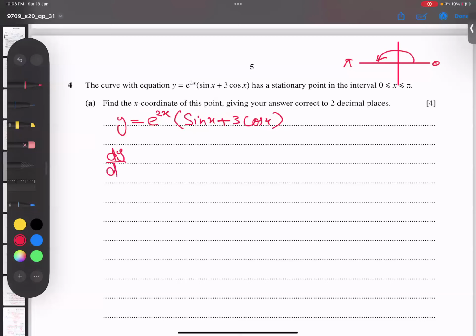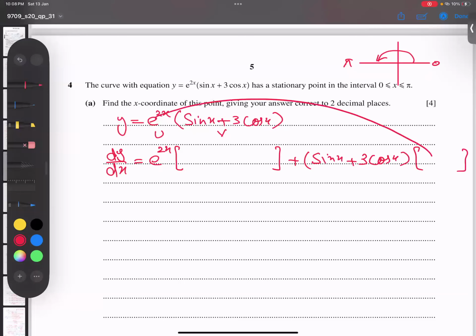So find the differentiation. I call this u and the whole other part v. So u copy, v derivative, plus opposite now: v copy into u derivative. Repeat: u copy, v derivative, v copy, u derivative. So let's start.